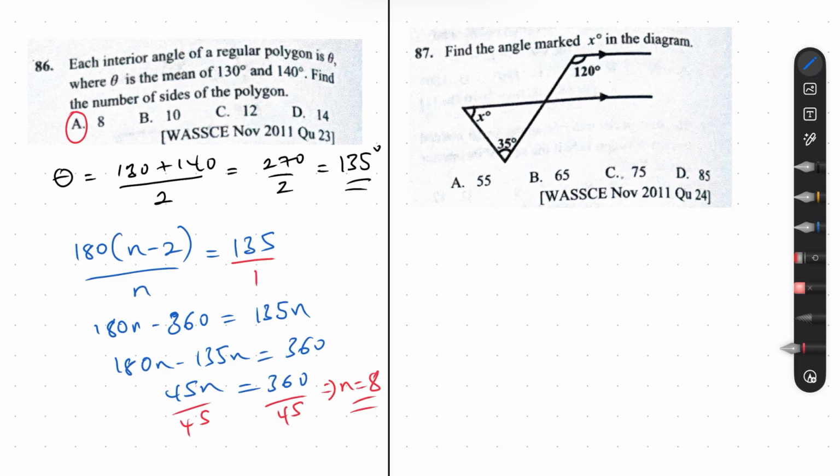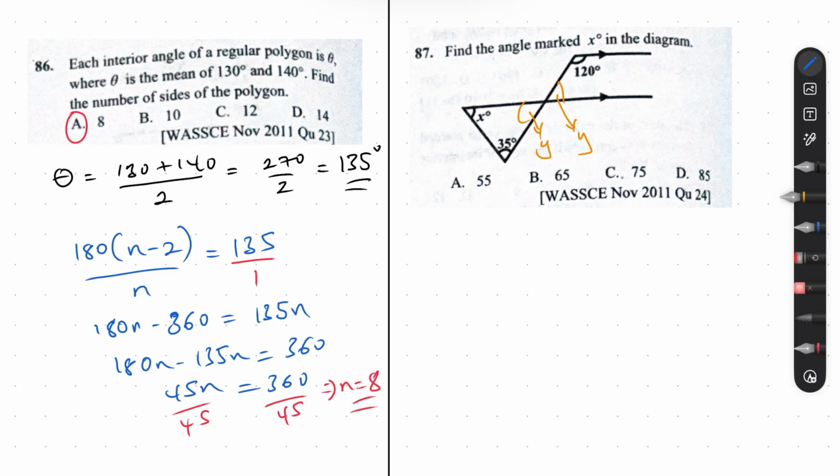It says find the angle marked x. In order to find x here, you need to find this angle. But this angle is vertically opposite to this angle. So let's label these angles y. That means they will be the same. They're vertically opposite, so they will be the same.